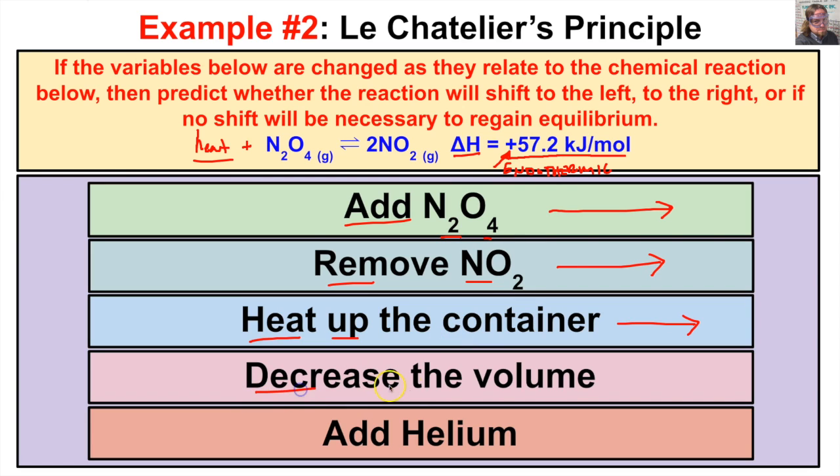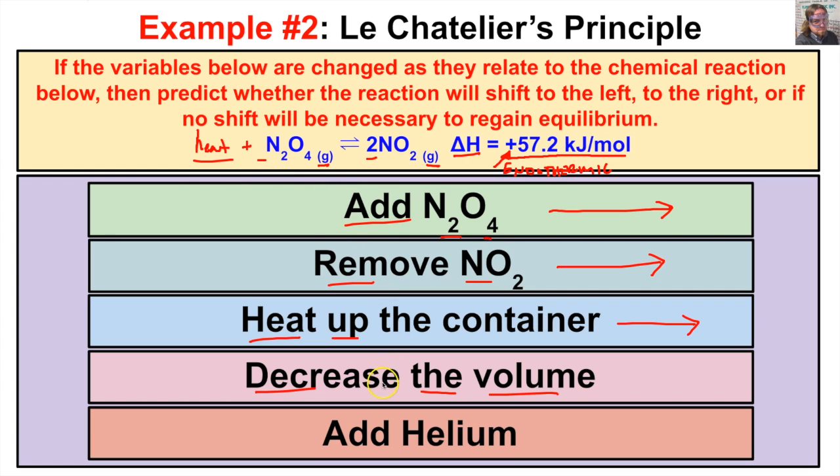What if we decrease the volume? Well, if we decrease the volume of the container that this is all taking place in, we can see we have two gases here, then the pressure is going to increase. And according to Le Chatelier's principle, if the pressure increases, we have to take a look at the total number of moles on both sides of this equilibrium. We have 2 moles of gas here. We only have 1 mole of gas here.